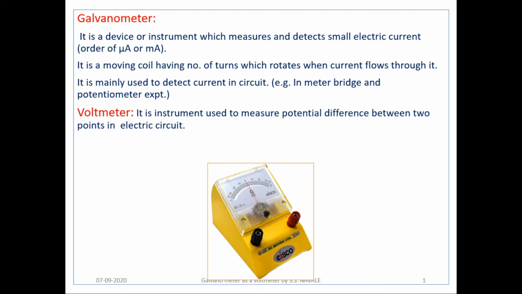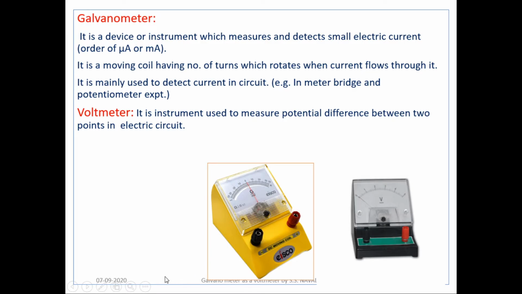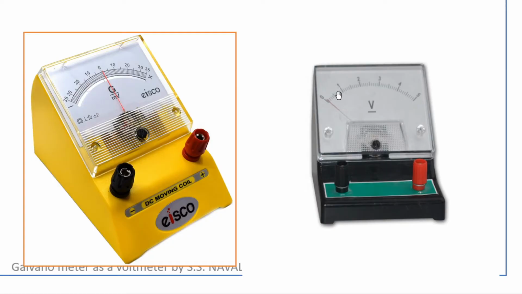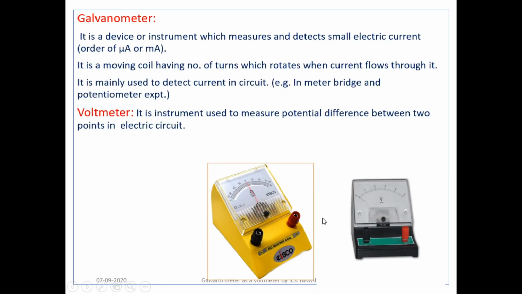So, what is a voltmeter? It is an instrument used to measure potential difference between 2 points in an electric circuit, or voltage of any electrical appliance. This is a voltmeter. V is written here. This is the scale of the voltmeter. The pointer is on 0. The range of this voltmeter is 0 to 5 volt. Maximum we can measure 5 volt. This is positive and this is negative.